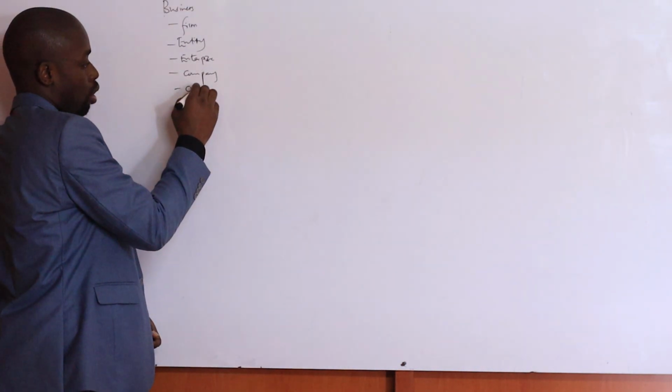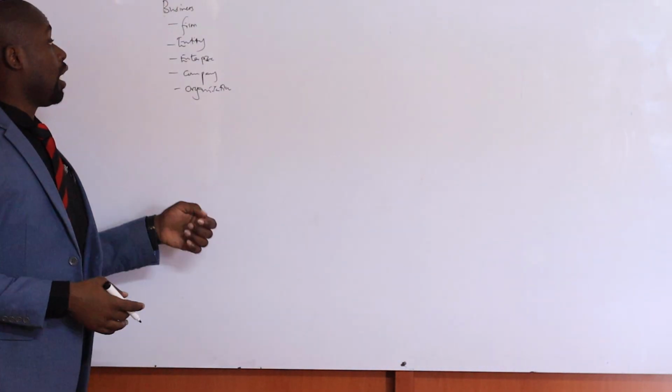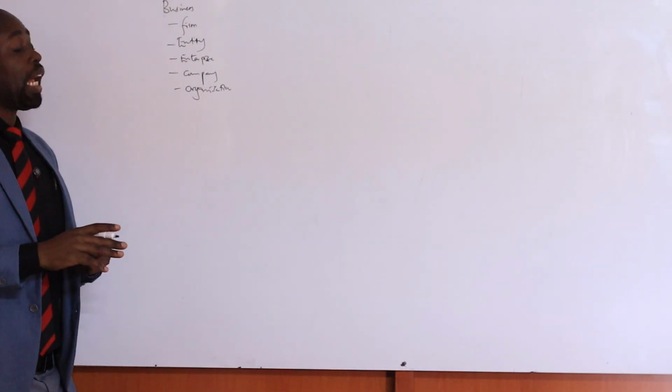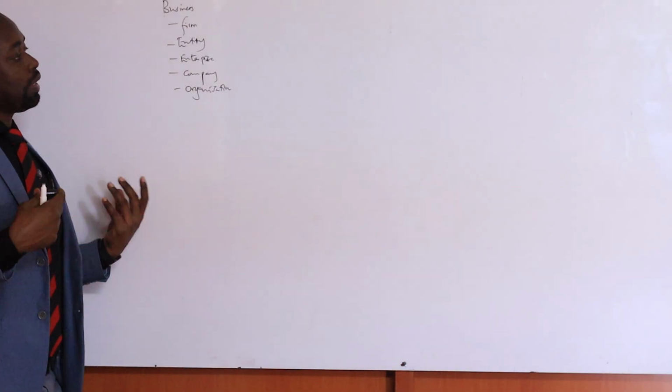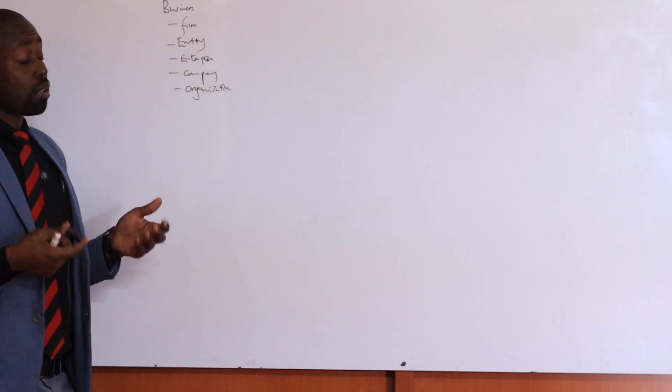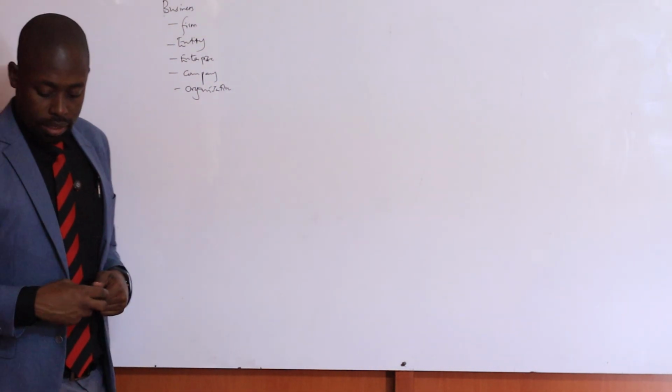Five, organization. All these are different names that imply a business. So you need to be familiar. You hear somebody talking of a firm, entity, enterprise, company, organization. They all mean what? They all mean business. So get to know that.